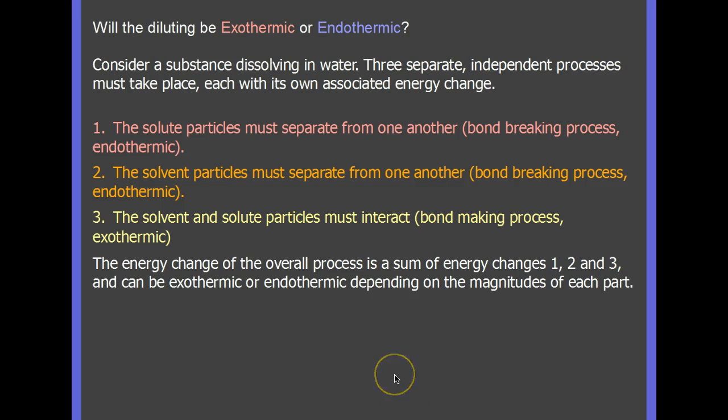So will the diluting be exothermic or endothermic? Exo usually means hot, endo usually means cold. Consider a substance dissolving in water. Three separate independent processes must take place, each with its own associated energy change. One, the solute particles must separate from one another. Bond breaking process, endothermic. You have to put something into it to break it. Two, the solvent particles must separate from one another. Bond breaking process, endothermic. Three, the solvent and solute particles must interact. Bond making process, usually exothermic.